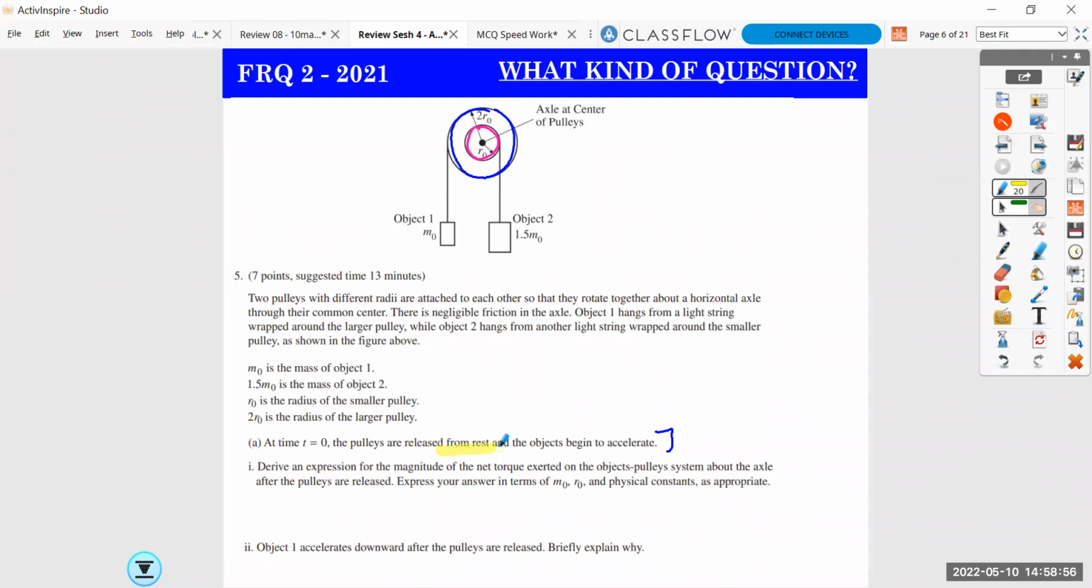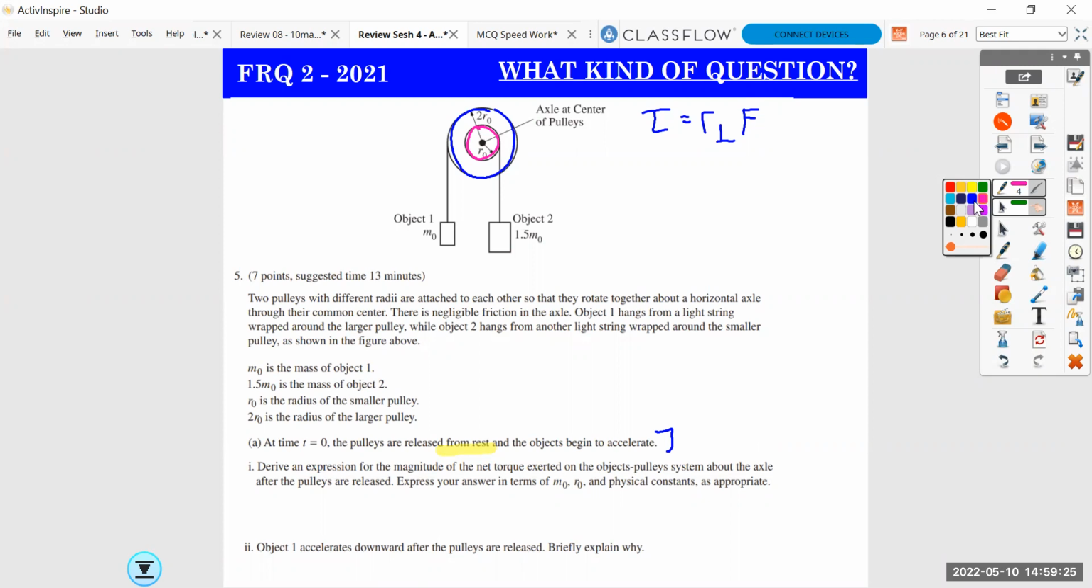It wants us to derive an expression for the magnitude of the net torque exerted on the object. So let's remind ourselves how to calculate torque. Torque is our lever arm times our force. And in this case, if we're looking at the system holistically, the reason this thing is moving one way or the other is because of gravity ultimately. There are going to be some tension forces and things, but ultimately it's gravity that's doing the work here.